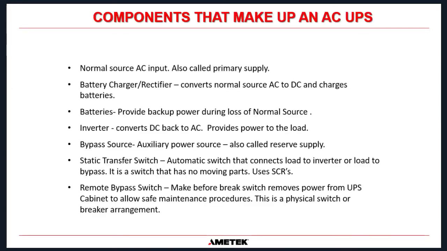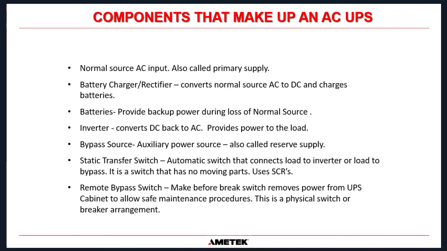So the components that make up an AC UPS. First of all, we have the normal source AC input, which can also be called the primary supply. And that's a problem with a lot of specific electronic equipment or electrical equipment. Sometimes there's a lot of different names for the same thing. So this is the input to the battery charger rectifier, the primary supply. Okay. And then the battery charger rectifier converts the normal source supply AC into DC. And that charges the batteries within the system and also supplies power to the inverter.